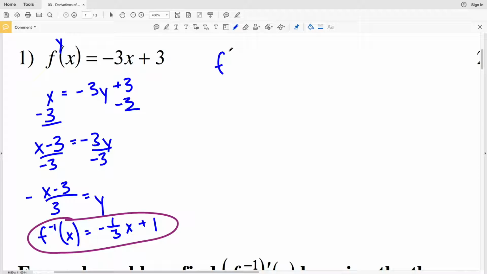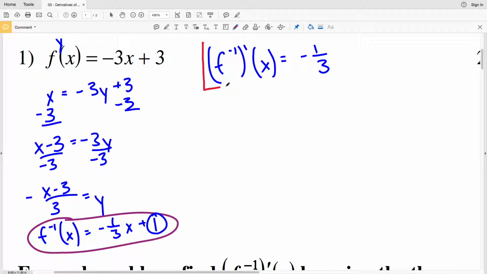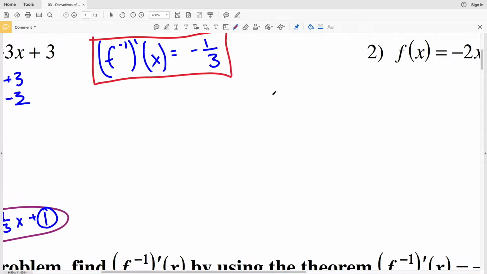So the derivative of the inverse function of x equals the derivative with respect to x of negative 1/3 x plus 1. The derivative of a constant is 0, so we're looking at the derivative of negative 1/3 x, which is negative 1/3. So the derivative of our inverse function of x equals negative 1/3. Let's move on to number 2.